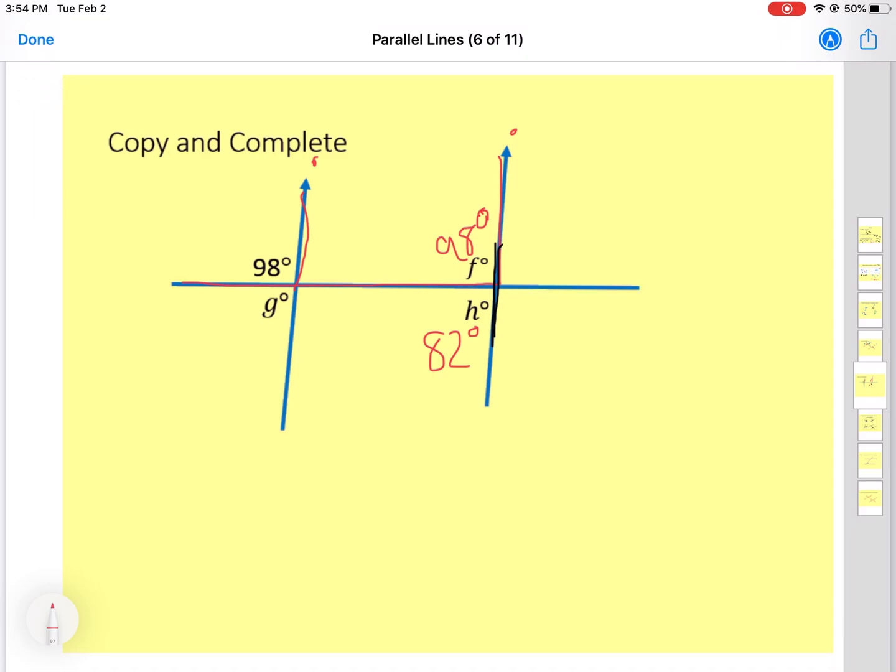for H. And in this diagram, because the parallel lines are parallel with one another, the right hand section of the diagram is exactly the same as the left hand section. So additionally, G is also 82 degrees.